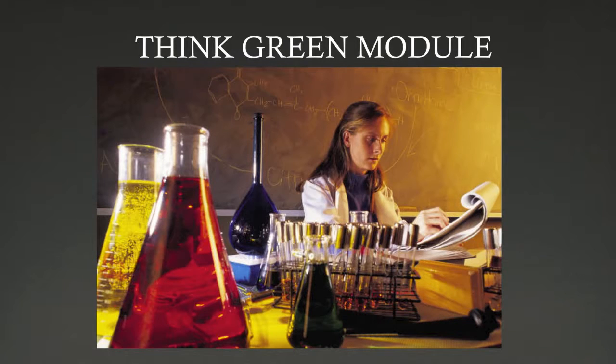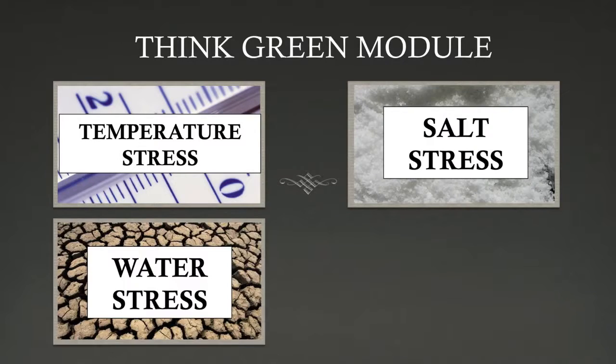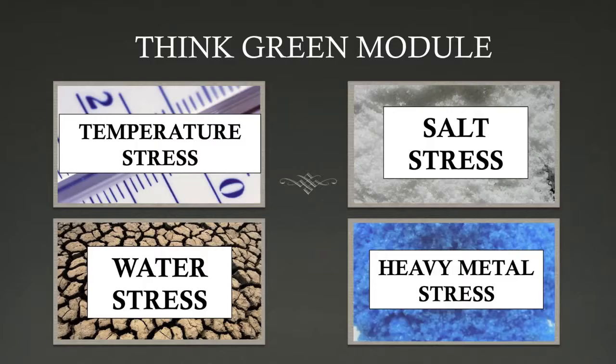Today, you will play the role of scientist in finding varieties of Arabidopsis that are both resistant and susceptible to 4 different kinds of environmental conditions, including temperature stress, salt stress, water stress, and heavy metal contamination.